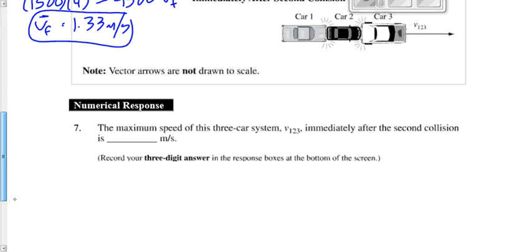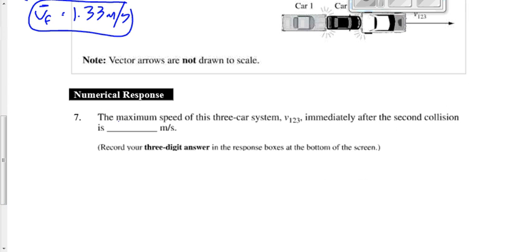This is kind of an odd one to express, 1.33. On our numerical response answer sheet, we'd put it as 1.33. Notice 3 significant digits, right? 3 digits, 1.33. Not scientific notation, nothing like that, just a number.